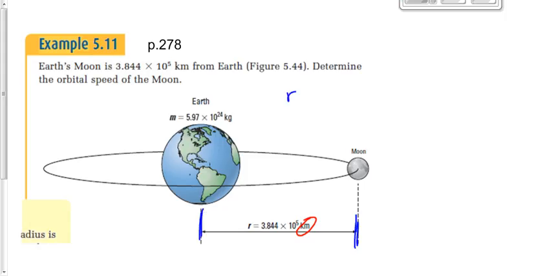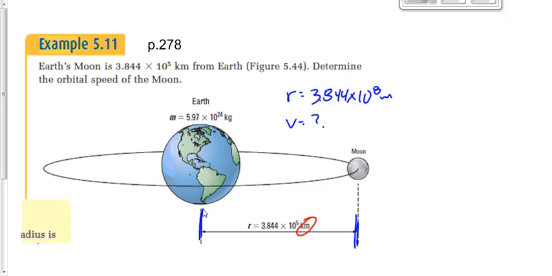If the R value is 3.844 times 10 to the 8 meters, where did that come from? 10 to the 5 kilometers, multiply by 1,000, get 10 to the 8 meters. Oh, we only got one variable here, solving for one, got one.